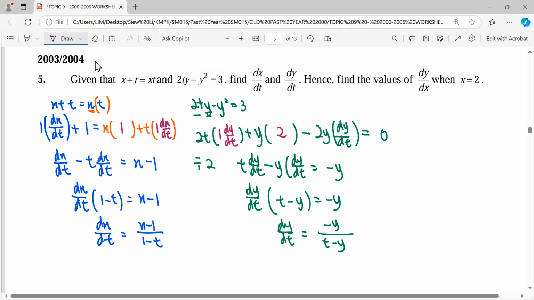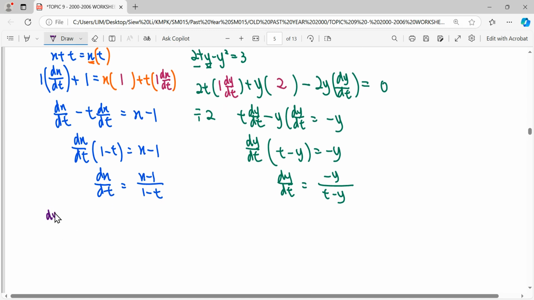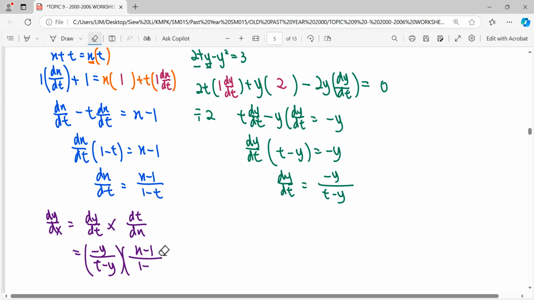Then continue to find dy/dx. To find dy/dx, we need dy/dt times dt/dx. So substitute our answer for dy/dt times dt/dx. This is dx/dt, so we need to invert it to get dt/dx. Invert it: numerator becomes denominator, denominator becomes numerator.